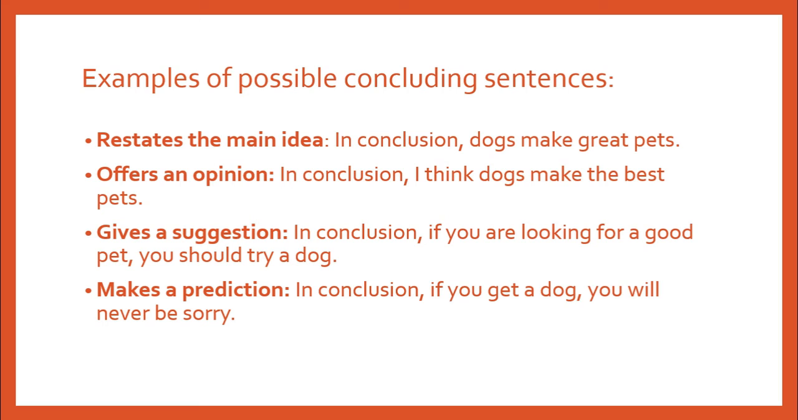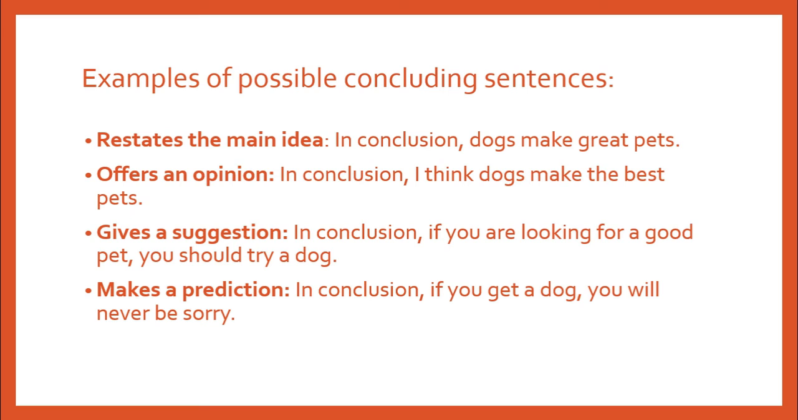If we look at a concluding sentence that offers an opinion, you could say, in conclusion, I think dogs make the best pets. This is different from just restating the main idea because you're including the words I think. That was one of the phrases that I mentioned that tells you that a concluding sentence is offering an opinion. But it still is related to the idea that dogs are good pets. But you're saying, I think. And so that means you are giving your opinion instead of just making a statement or restating the main idea.